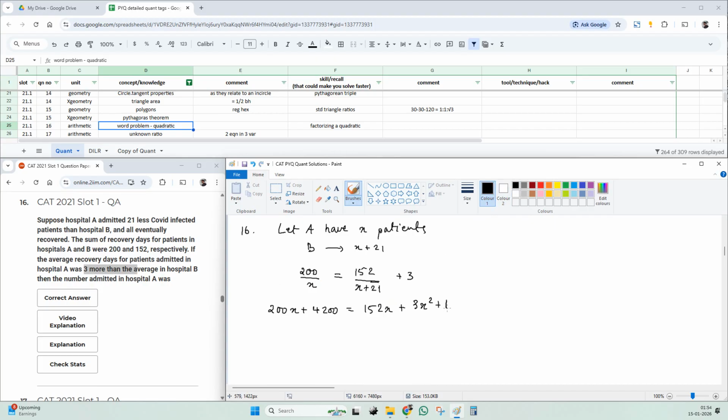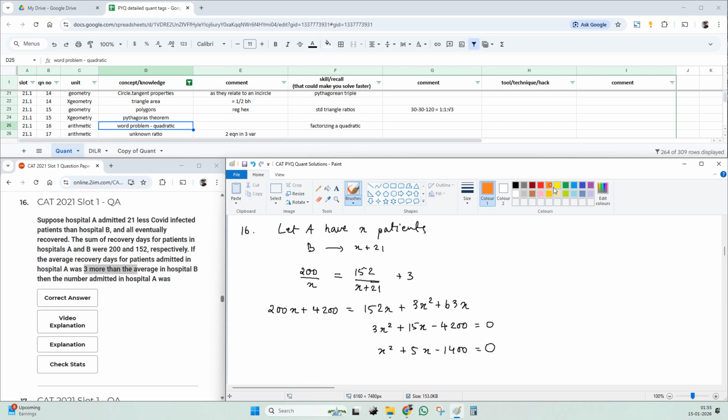which is 3x square plus 63x. Now you want to make this into a standard quadratic form. That's 3x square. What about the x terms? Yeah, I tend to do subtractions first to give me smaller intermediate values. So 152 minus 200 is minus 48, plus 63 is plus 15, plus 15x, and then the 4200 comes to the other side, becomes minus 4200. You want to simplify this, take out the 3, x square plus 5x minus 1400 is equal to 0.